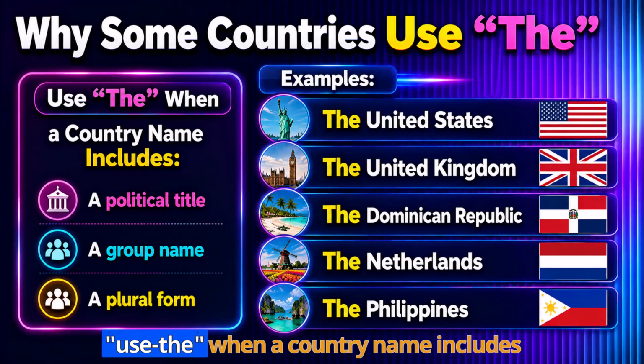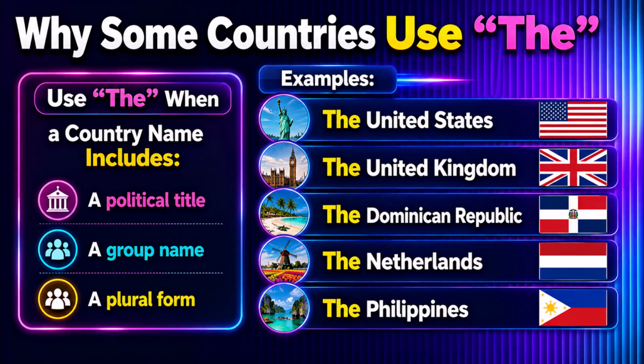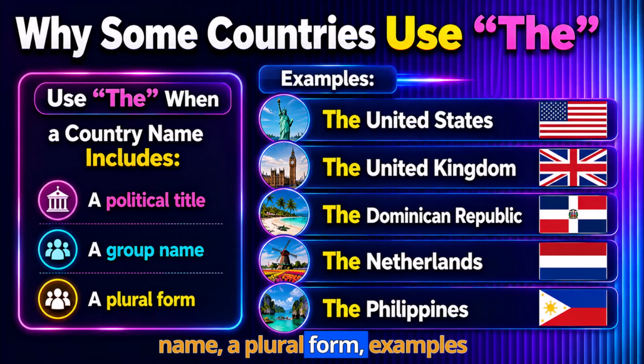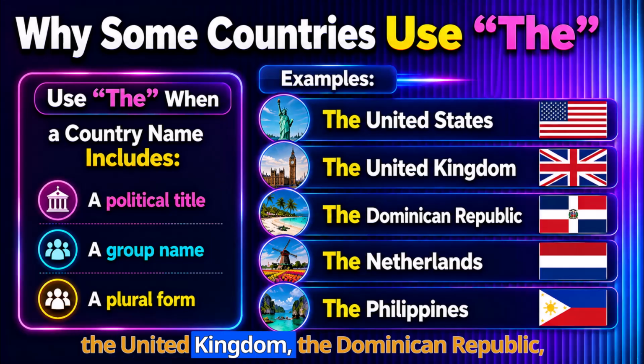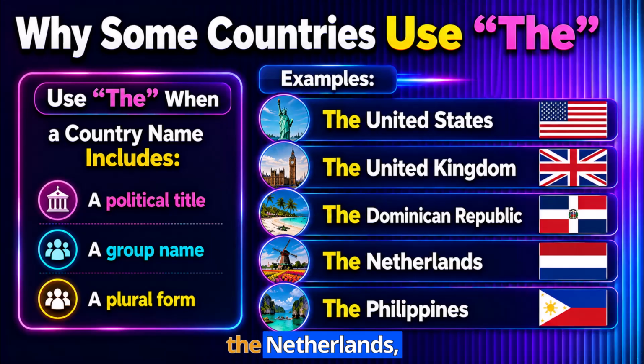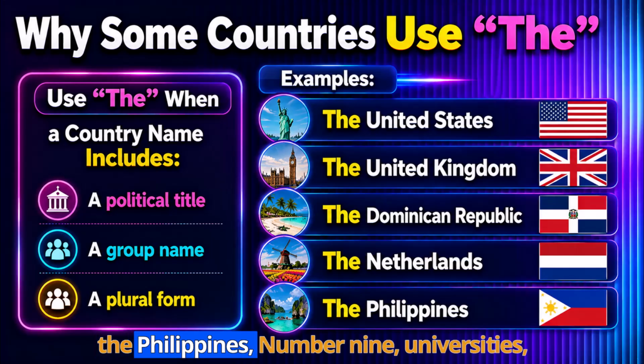Number 8. Why some countries use "the". Use "the" when a country name includes a political title, a group name, or a plural form. Examples: the United States, the United Kingdom, the Dominican Republic, the Netherlands, the Philippines.